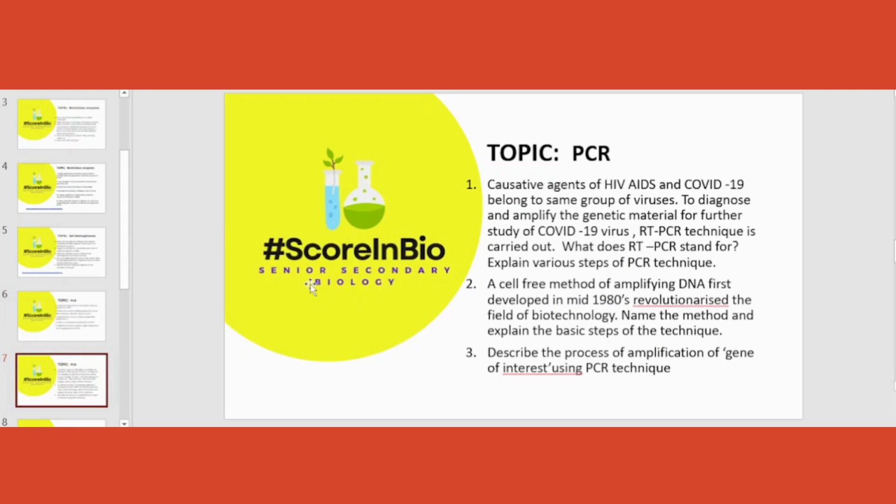Okay, PCR application type questions. Please read. Causative agents of HIV/AIDS and COVID-19 belong to the same group of viruses. To diagnose and amplify the genetic material for further study of COVID-19 virus, RT-PCR technique is carried out. What do you understand by RT-PCR? What are the steps of PCR technique? RT stands for reverse transcriptase, which is probably not something that you have learned from the textbook. However, reverse transcriptase. The steps of PCR technique you know. So please write all the 3 steps, draw the diagram, and fetch the 3 marks or the 5 marks that it can get.